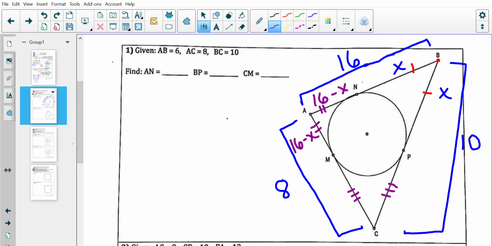Now we've gone halfway. Now where am I going to jump to? I'm going to jump around to the other side, to the 10. So go halfway, then jump to the other side. Now, B to C is 10, and B to P is x. So remember, we're going to take our whole length and subtract the small one from it. So P to C is 10 minus x, which means M to C, because they're congruent, is also 10 minus x.